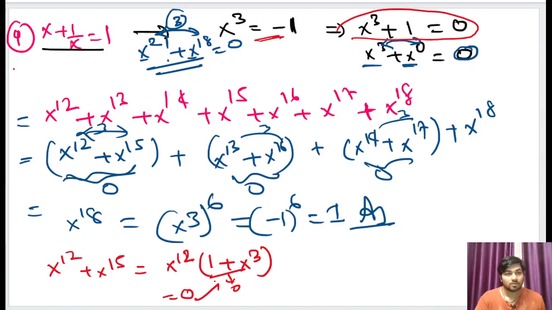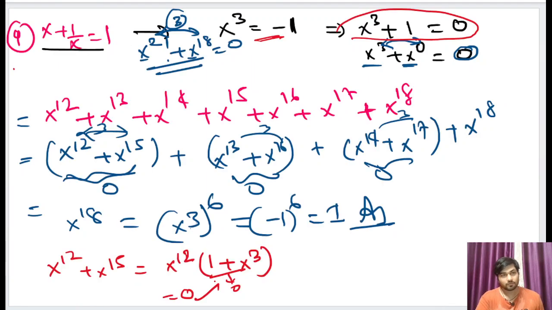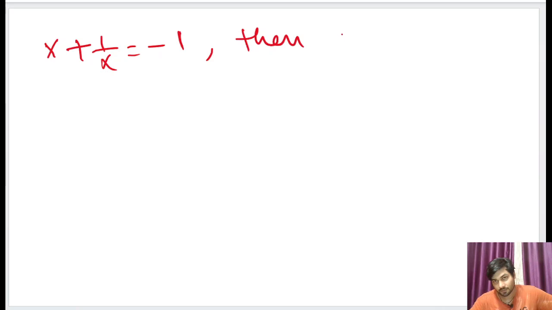Now, before starting this question, I want to give you one more thing. I want to explain one more thing. See, if x plus 1 by x is equal to minus 1, then x cube will be 1. In the same way, this formula is also coming that I have explained earlier.